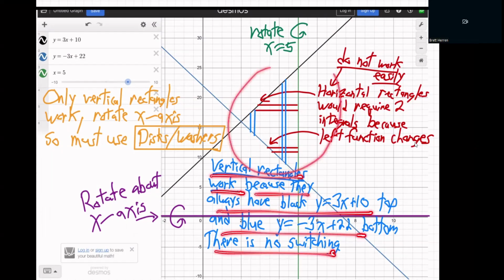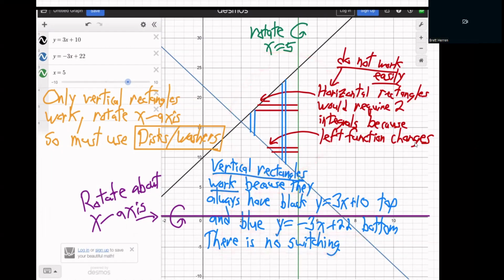So get your 2D graph. You can just look at this. It's really quick during an exam. Just graph it on the Desmos 2D grapher. Then just look. Vertical rectangles. Oh, yeah. Same, same, same.